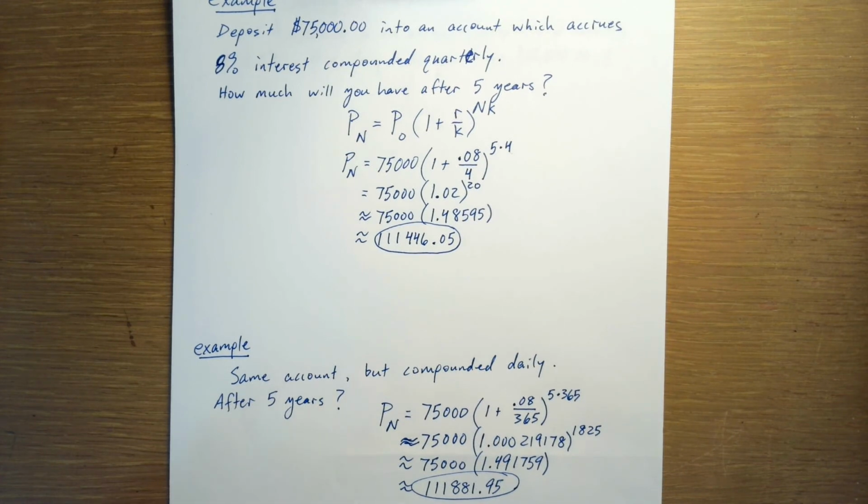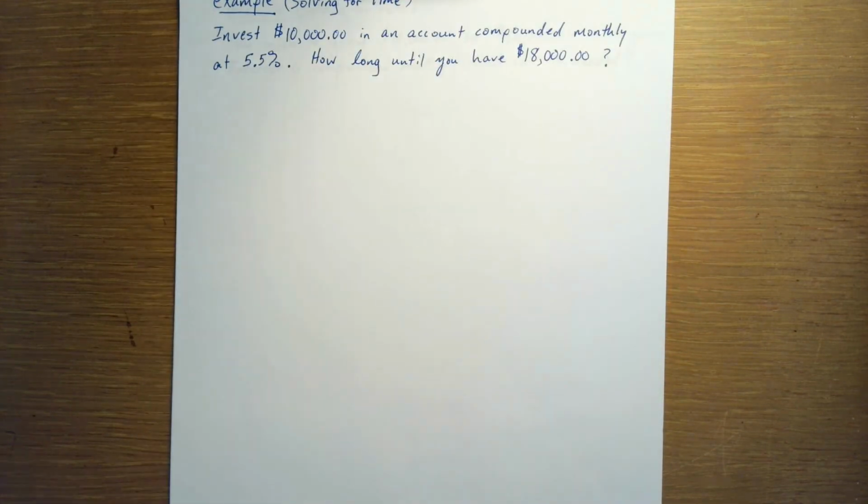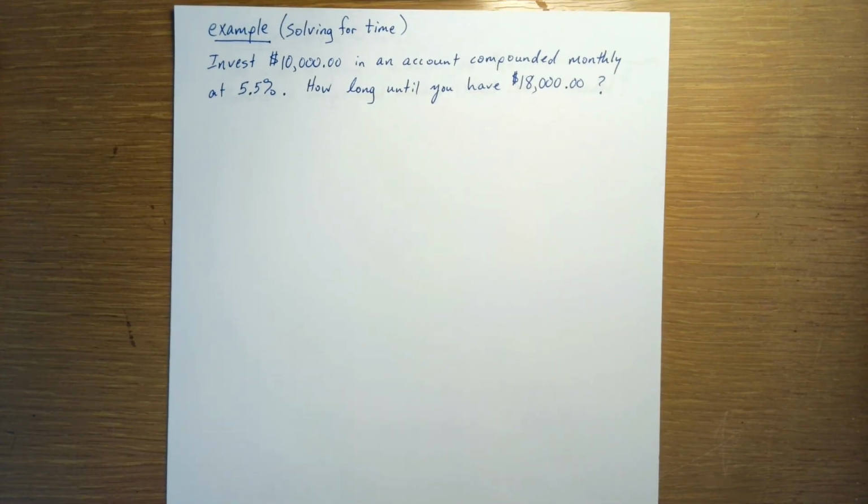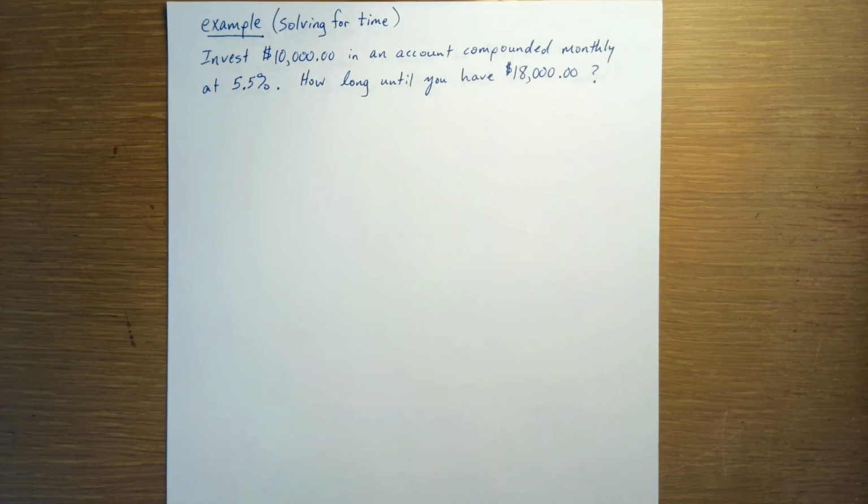Okay, so notice in both of these problems we had to solve for p sub n. That's not always the case. Different types of problems require different uses of the same formula. So let's take a look at an example where we need to solve for time. In other words, we need to solve for capital N.